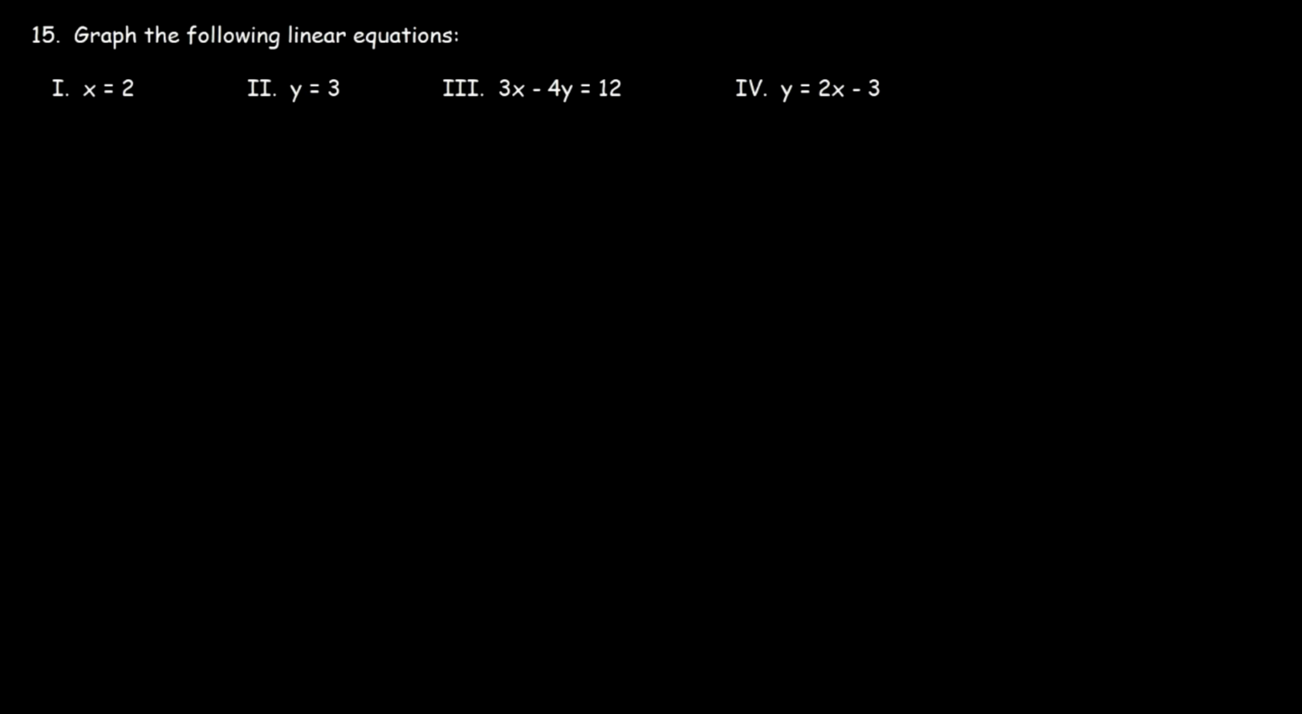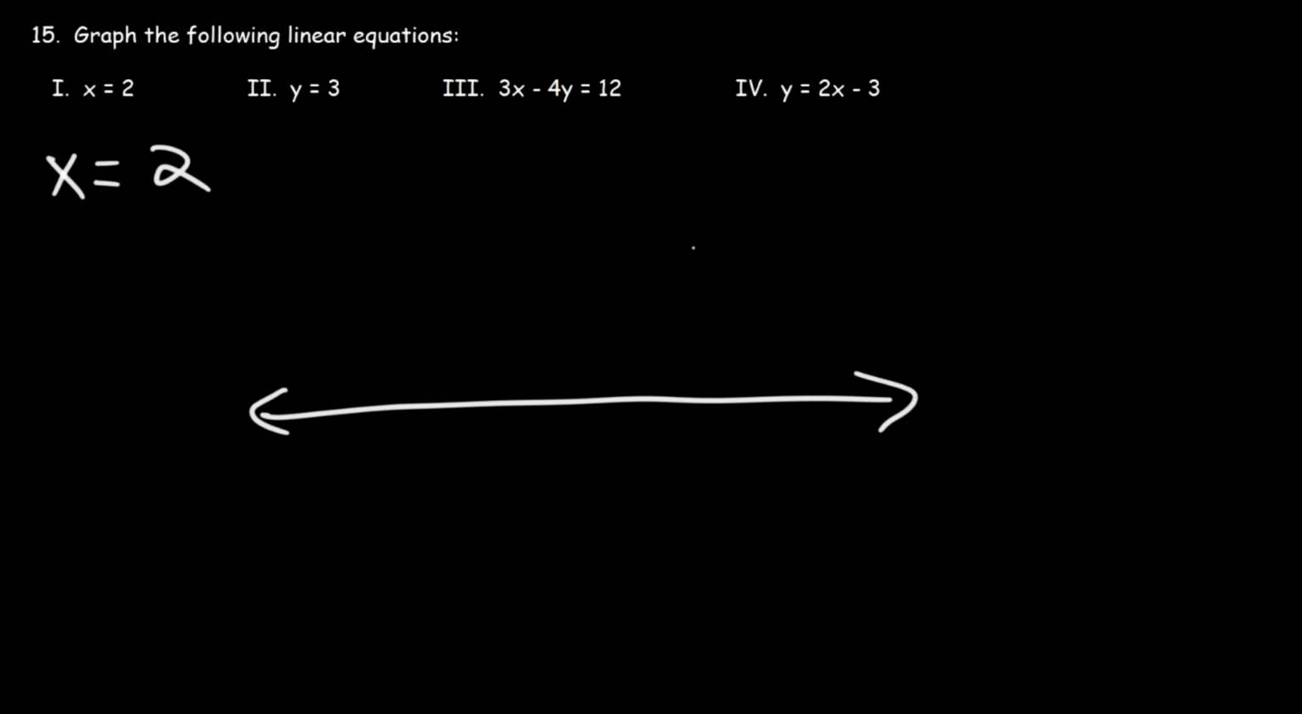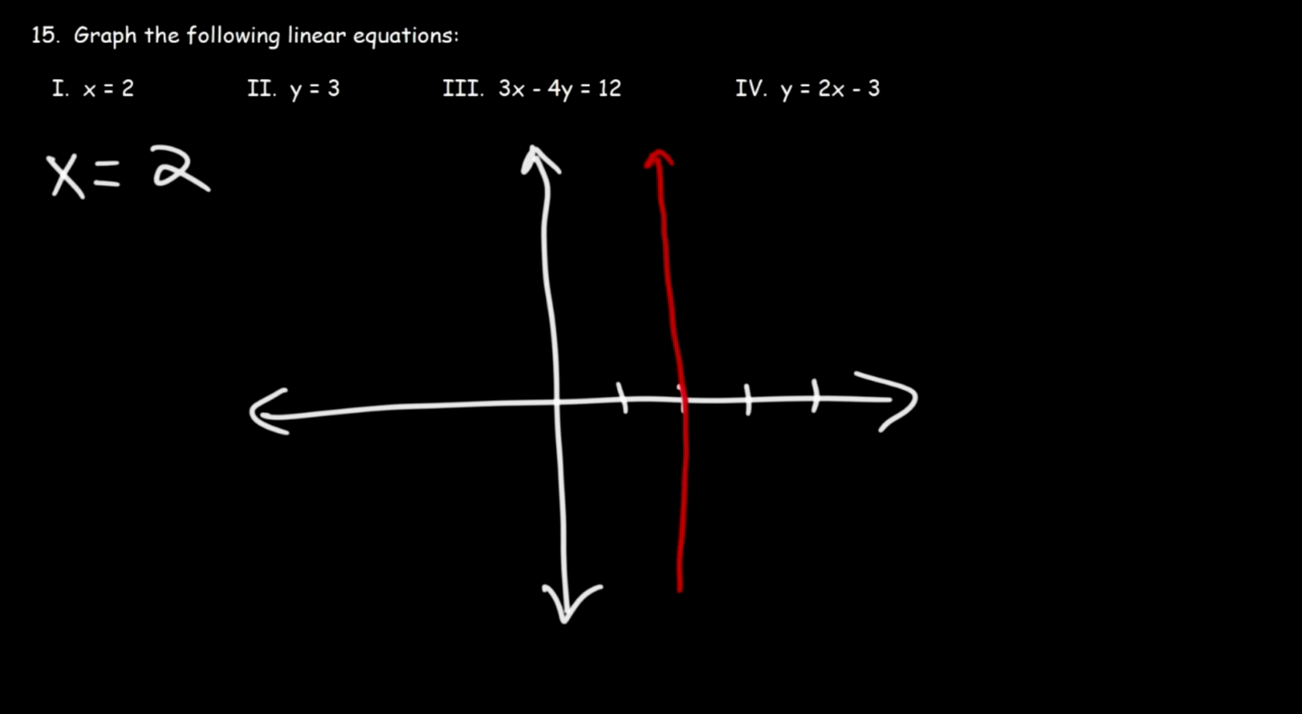Number 15. Graph the following linear equations. So let's start with the first one. How can we graph the equation x is equal to 2? Since we only have a variable equal to a number, all we need to do is graph a vertical line at x equals 2. So the graph is just going to look like this, because x is always 2, regardless of whatever y is.